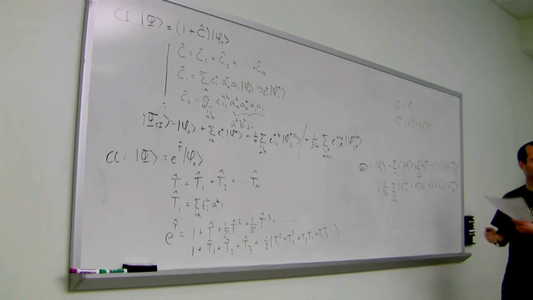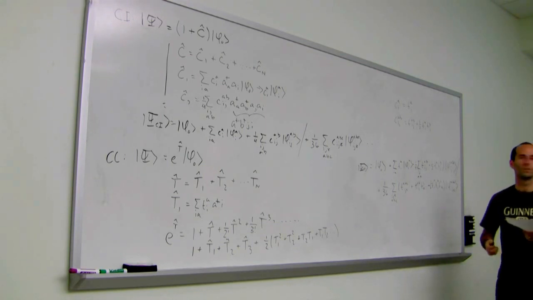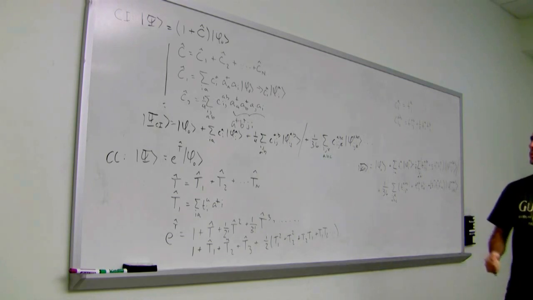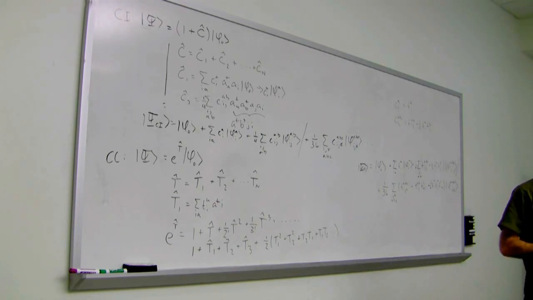What kind of Taylor series is the CI? It's not a Taylor series, it's just a linear sum. Just a linear sum.